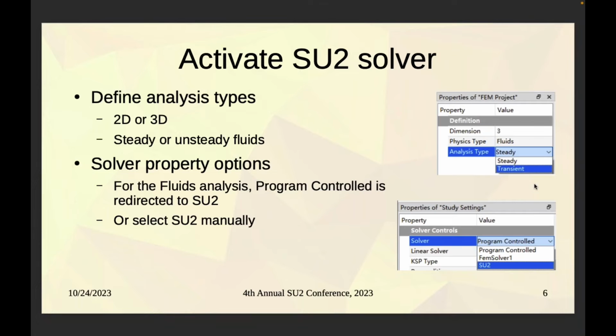It's very easy to use SU2 for fluids analysis. With Welsim, the user only needs to define the model's dimension, 2D or 3D, and select fluids as a physics type. Then specify whether the analysis is steady or unsteady, where unsteady and transient are similar. For the solver selection, users can manually specify the SU2 solver, or they can choose the program controller, which is the default setting. When the analysis type is fluids, the program will automatically redirect the solver to the SU2.